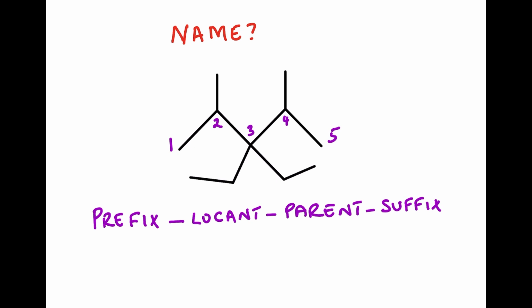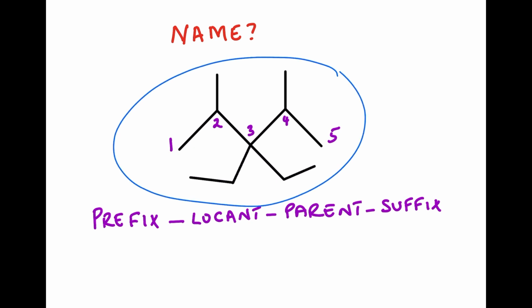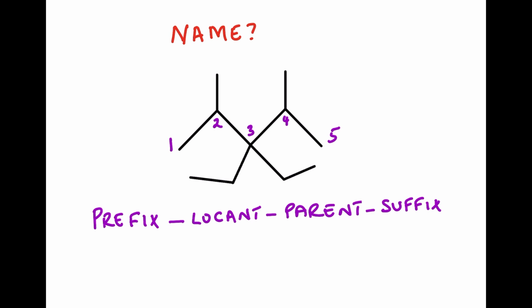Provide the name of the organic structure shown. In order to do this, we use a systematic method where we start with the prefix, and that will show where and what are the substituents. And then number 2, we move to the locant, and that shows where the primary functional group is. And then we move to the parent, and that is the longest chain.